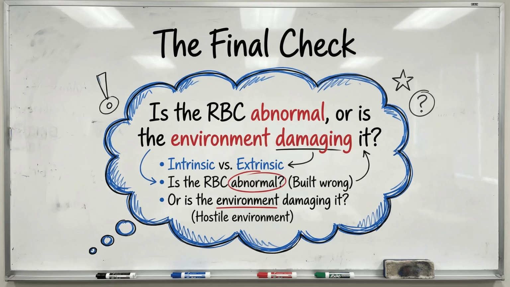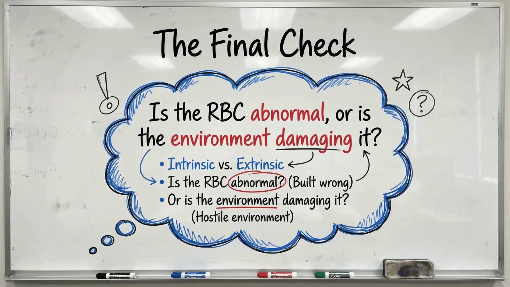As you work through a case, always return to this fundamental question. Is the problem intrinsic to the red blood cell, or is it extrinsic, meaning the environment is damaging it? This is your final check, your ultimate diagnostic filter. If the red blood cell was built wrong, you're looking at hereditary conditions like spherocytosis or G6PD deficiency or hemoglobinopathy.